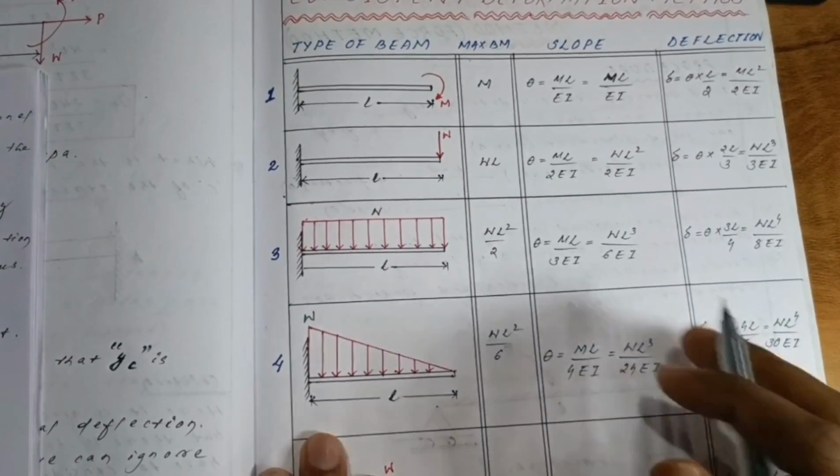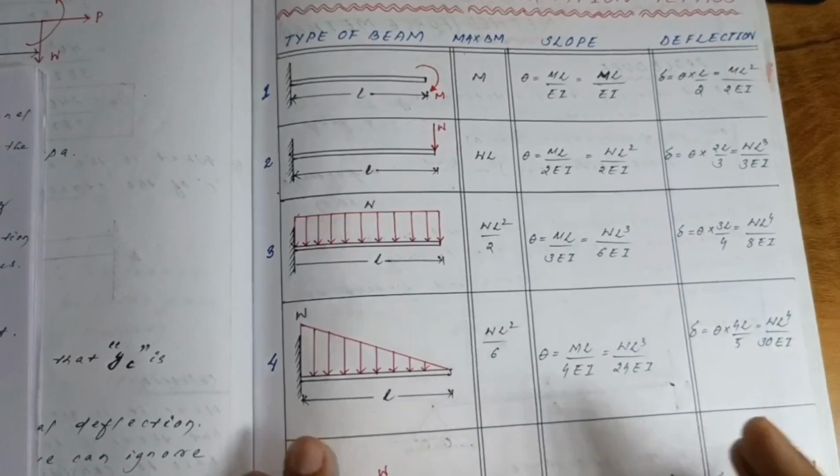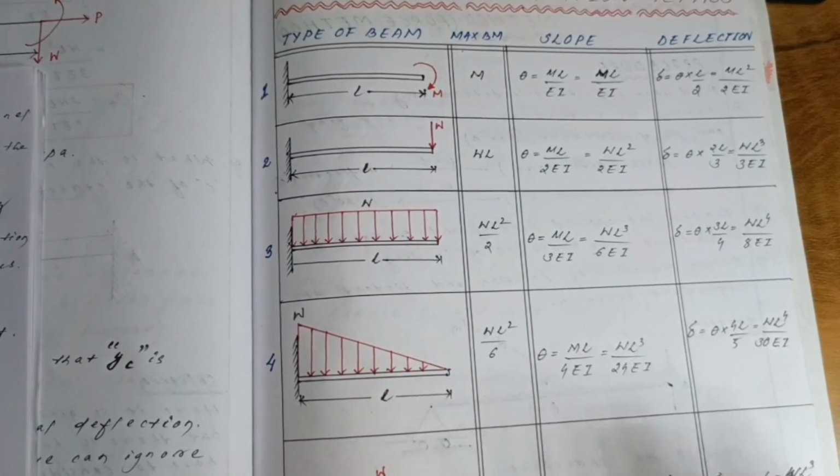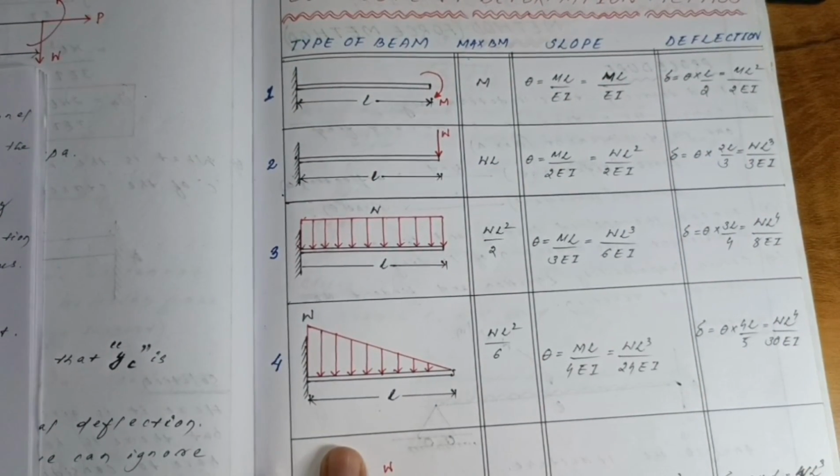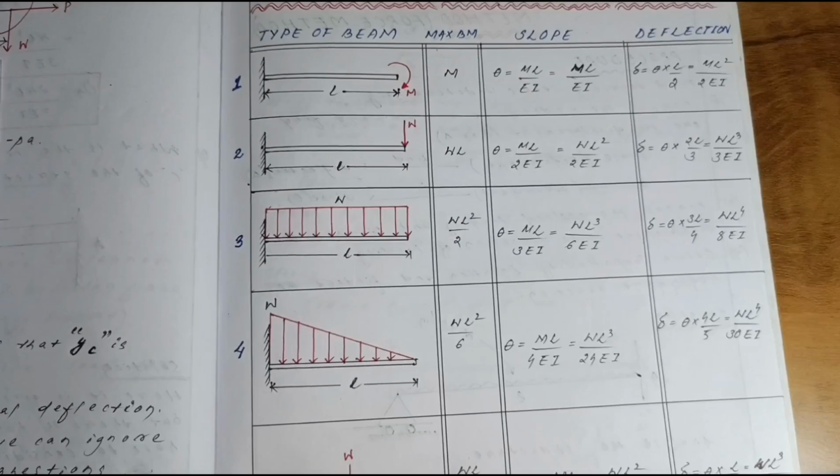Today we will discuss slope and deflection of different types of beams through a simple trick. It is not easy to memorize slope and deflection of different types of beams one at a time, so we will memorize it easily through a simple trick. I hope you will like it.